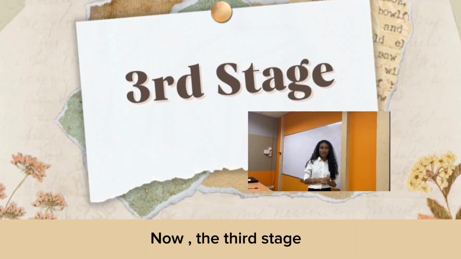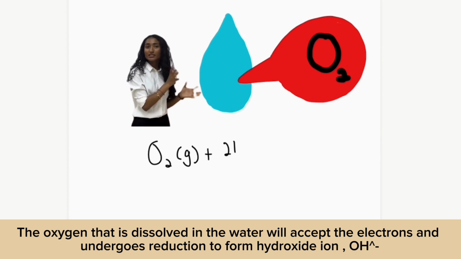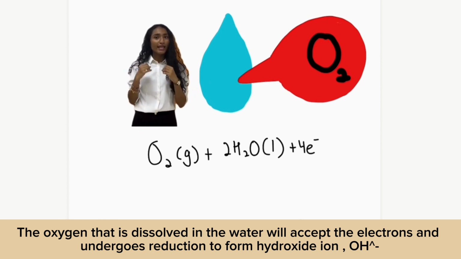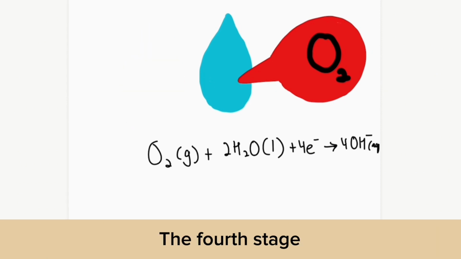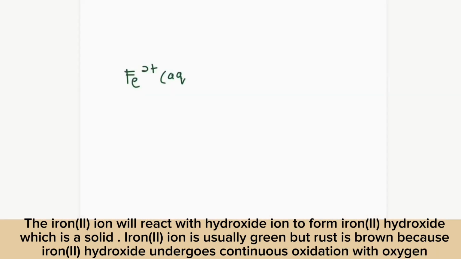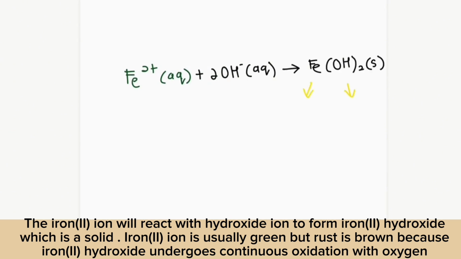Now, the third stage. The oxygen that is dissolved in the water will accept electrons and undergo reduction to form hydroxide ions. In the fourth stage, the Fe2+ ions that are produced will react with hydroxide ions to form iron(II) hydroxide, which is a solid.